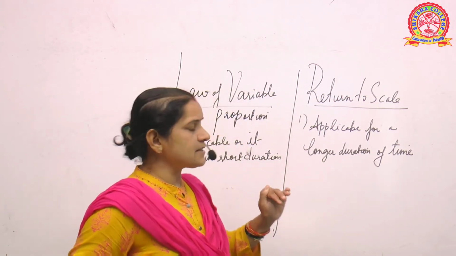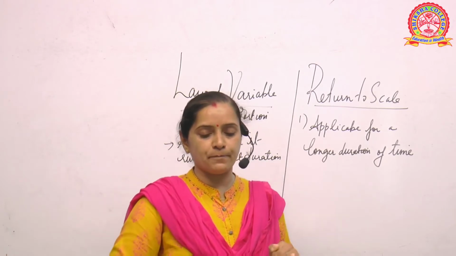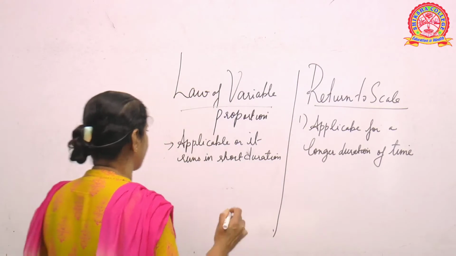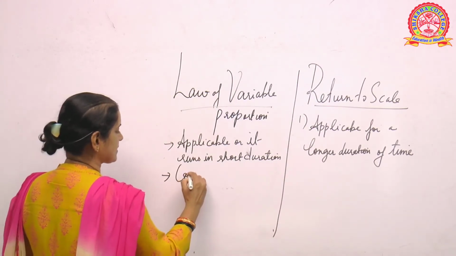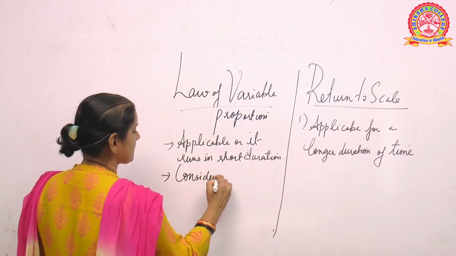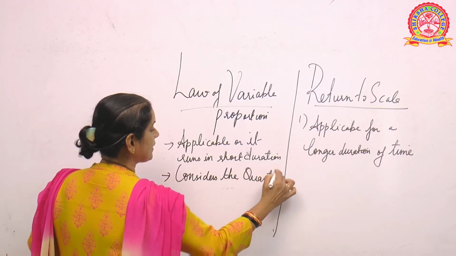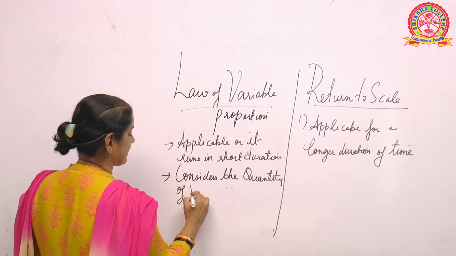The second difference is that the law of variable proportion only talks about the quantity of variable factor. It considers the quantity of variable factors.